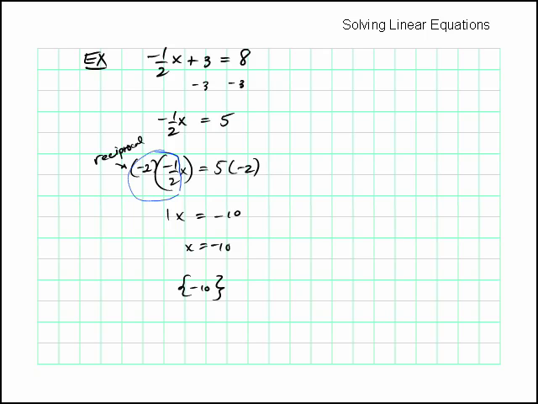Negative 10. Now another option is to do this. Some people like to eliminate all the fractions right away. So what they would do is they'd multiply everything, both sides of the equation, by 2 first, like this. I'm going to multiply this whole equation by 2, or this side by 2 and this side by 2.